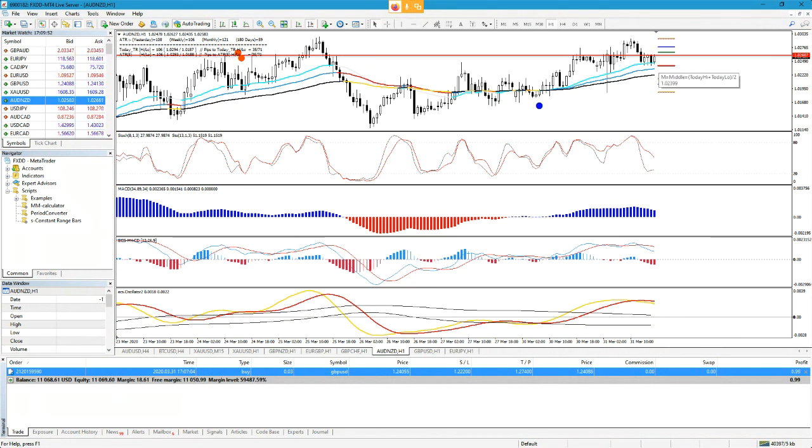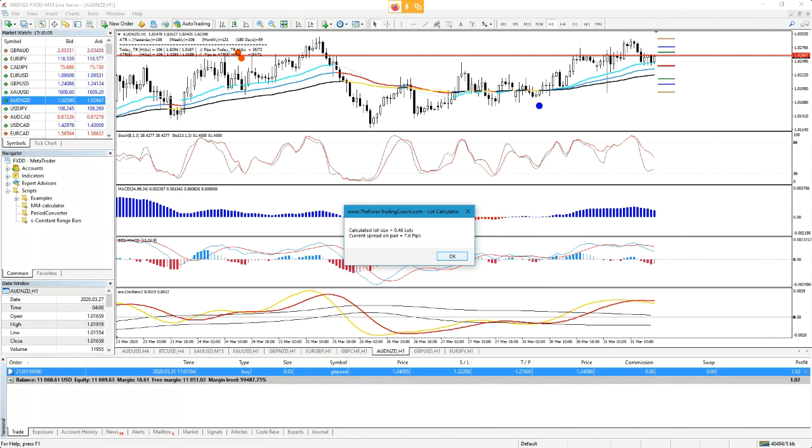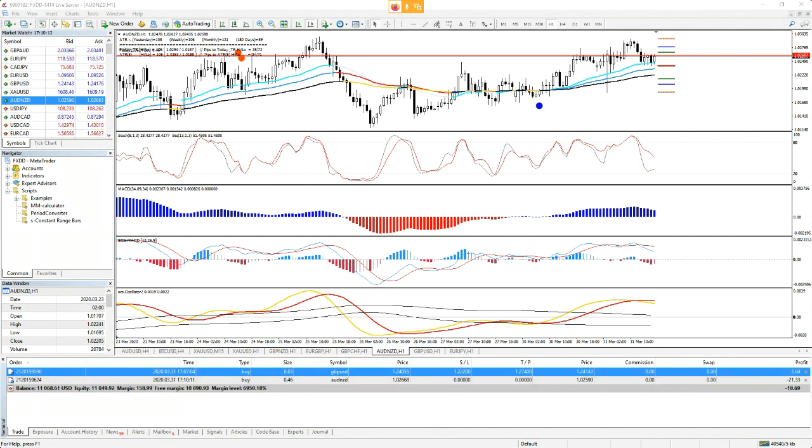Stop loss will be placed below 0.9. So it's very small loss. 40 pips, 1% risk, 40 pips. So my lot size, 0.46 lots. Okay, guys, 0.46 lots on this account. Okay, let me write it down.